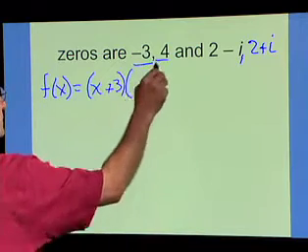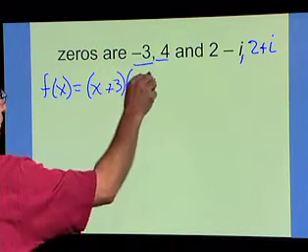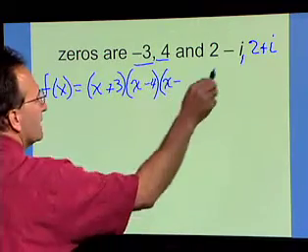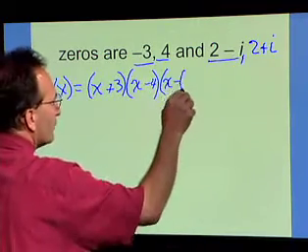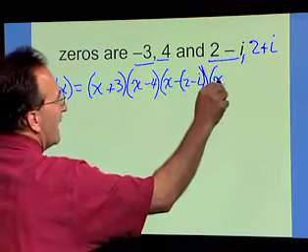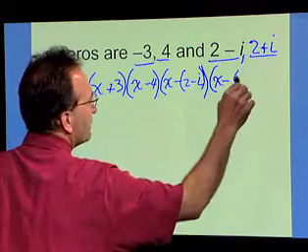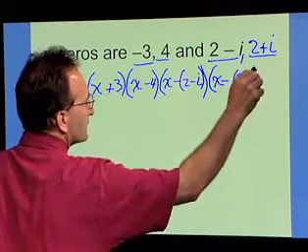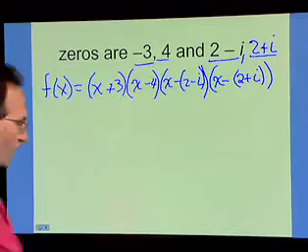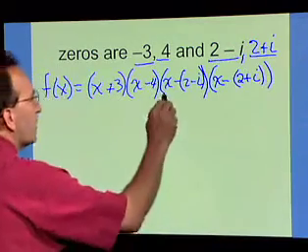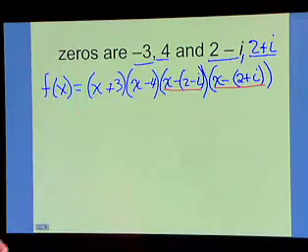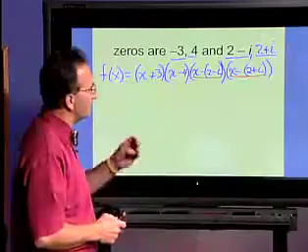The next factor would be x minus 4. And then we have x minus, in parentheses, 2 minus i. Then we would have x minus, in parentheses, 2 plus i. I'm not going to take the time to multiply all of this out, but I do want to show you something that mathematicians often do when they're multiplying these types of factors.